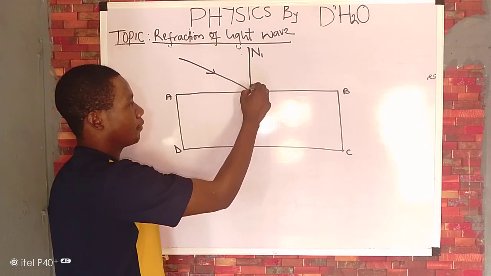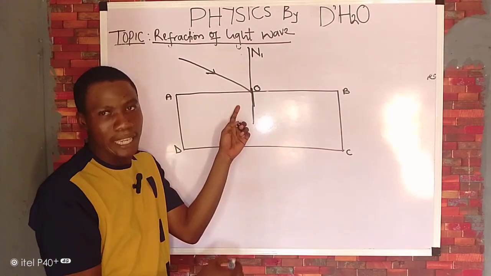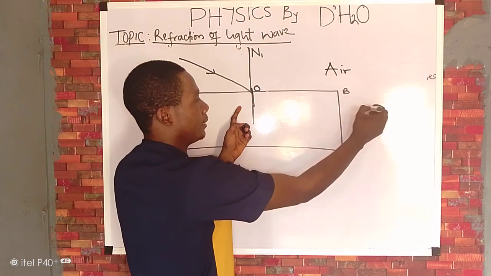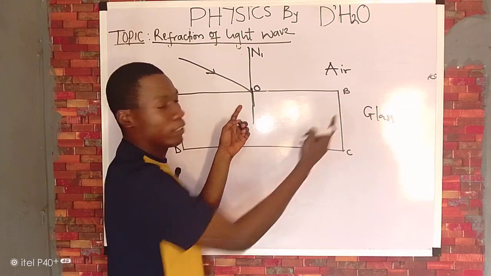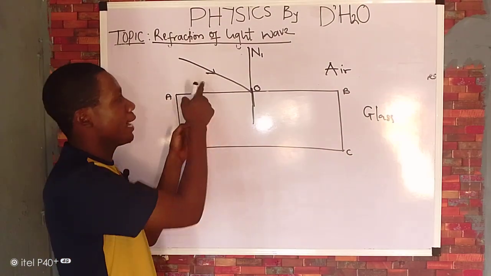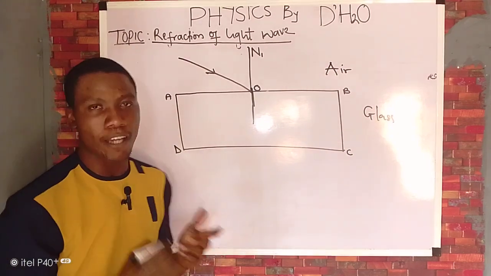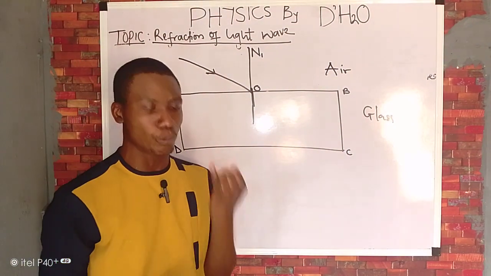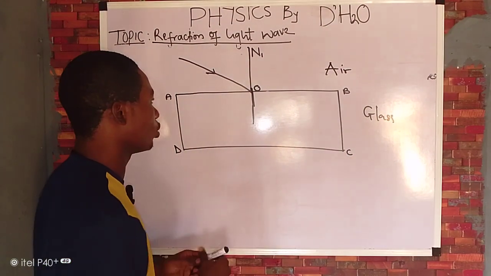Now, if an incident ray strikes a glass prism, don't forget this is air and this is glass. The density of air and the density of glass is not the same. So when light moves from air to glass, this is what is going to happen. Refraction is bound to occur. And don't forget that refraction is a change in speed, change in direction, and change in wavelength. So this is what we are going to observe.